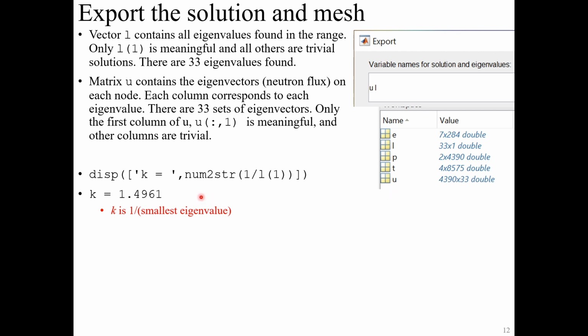So we display this k. Simply display k equal to num2str of 1 over L1. Only the first eigenvalue is used here. So k is equal to 1.4961.